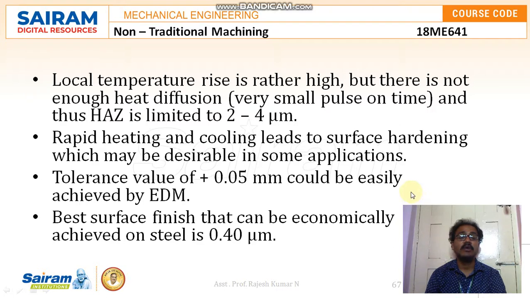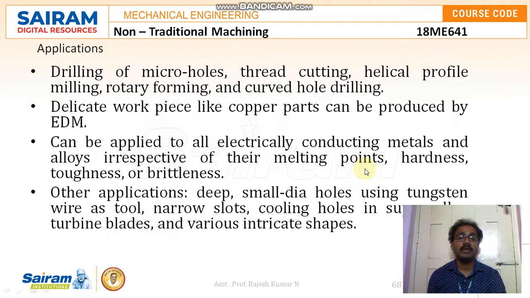So a tolerance value of plus or minus 0.05 millimeter could be easily achieved by the electrical discharge machining process. The best surface finish that can be economically achieved on steel is 0.40 micrometer. And moving to the applications, the major applications are listed here: the drilling of micro holes, thread cutting, helical profile milling, rotary forming and curved hole drilling.